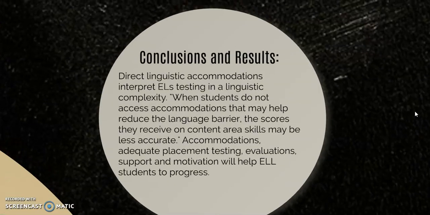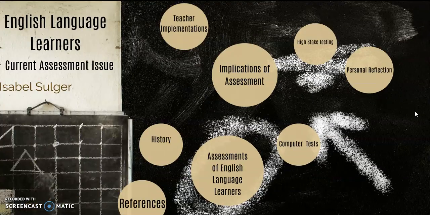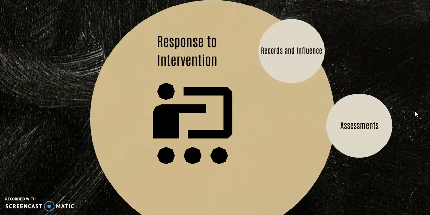Some conclusions that were brought up from this article is that when students do not access accommodations that may help reduce the language barriers, the scores they receive on content area skills may be less accurate. Accommodations, adequate placement, testing, evaluations, support, and motivation will help the ELL students progress, and that's what we potentially want in the end. So going on, we're going to talk about implementations of testing and some response to intervention.